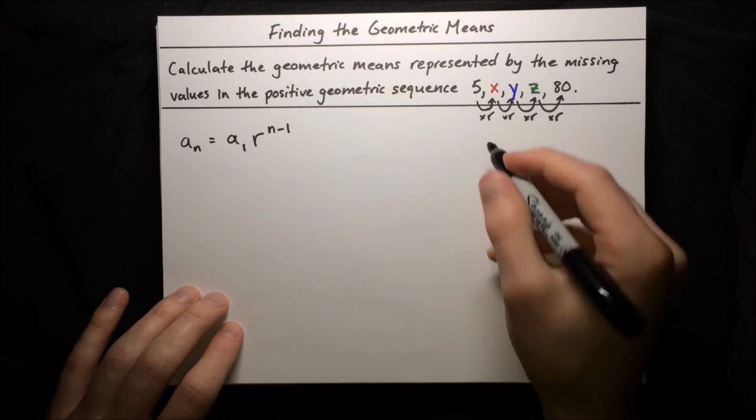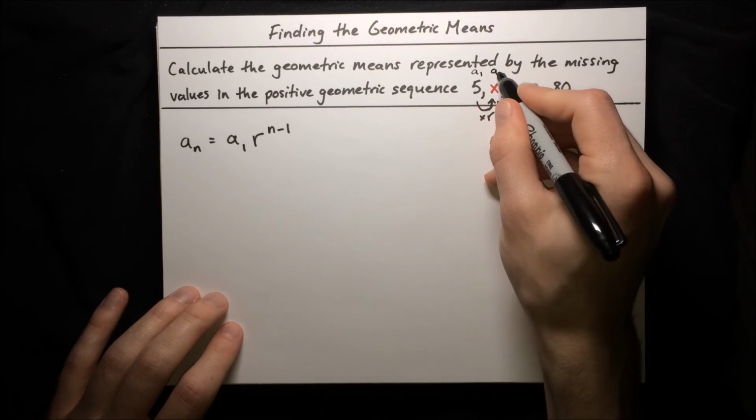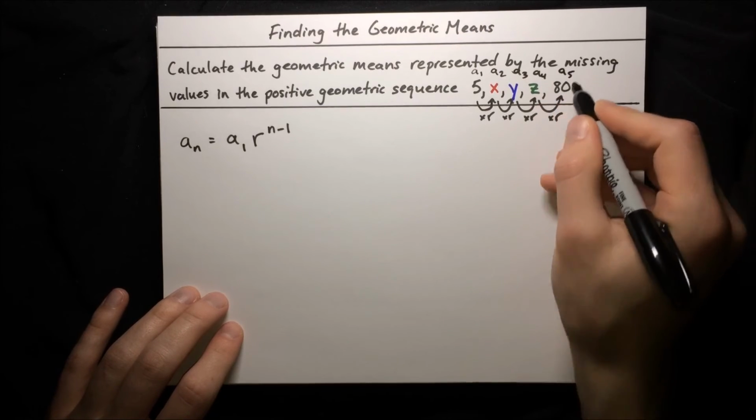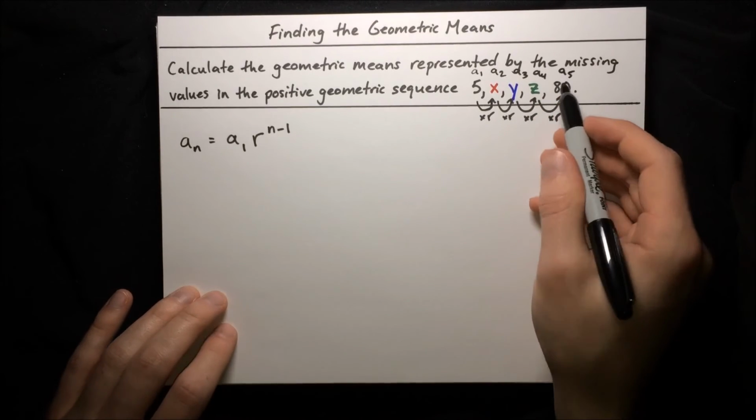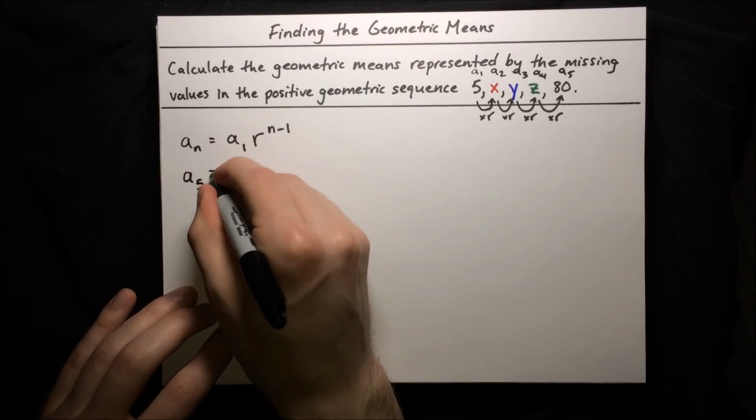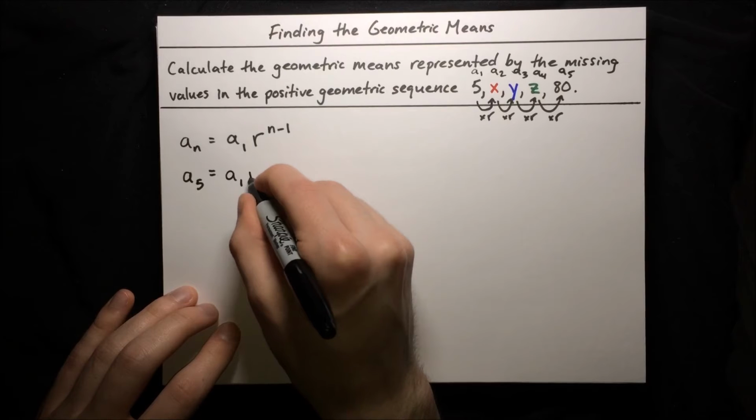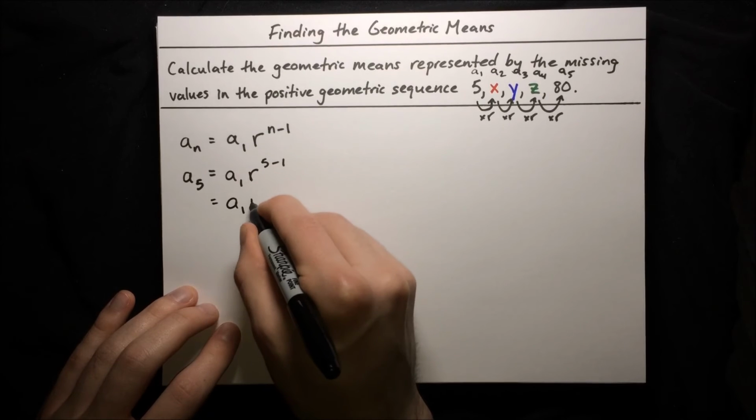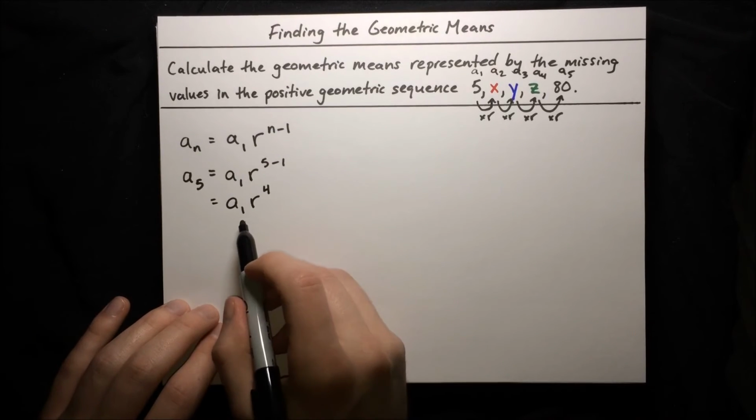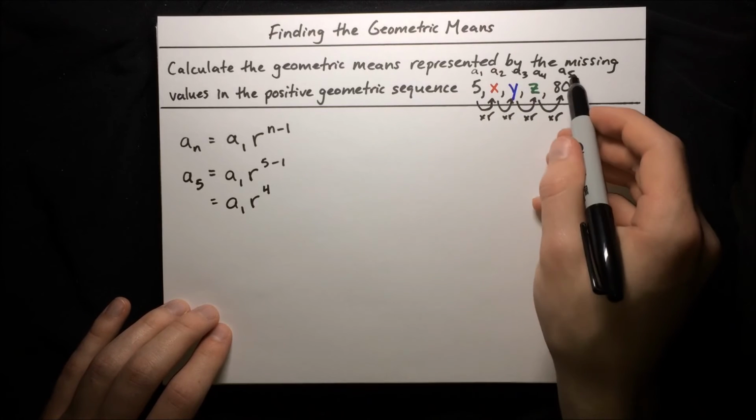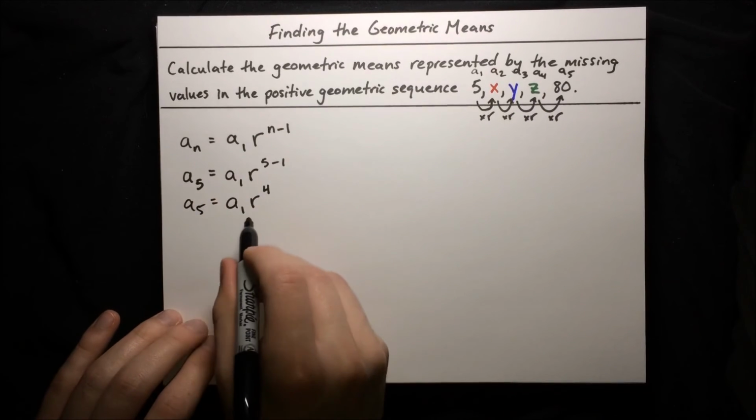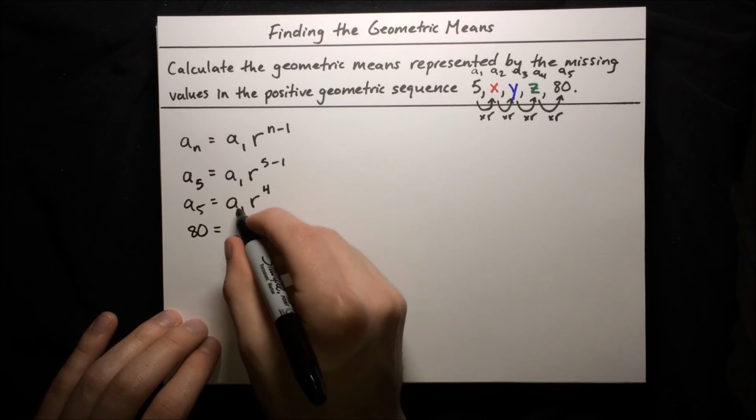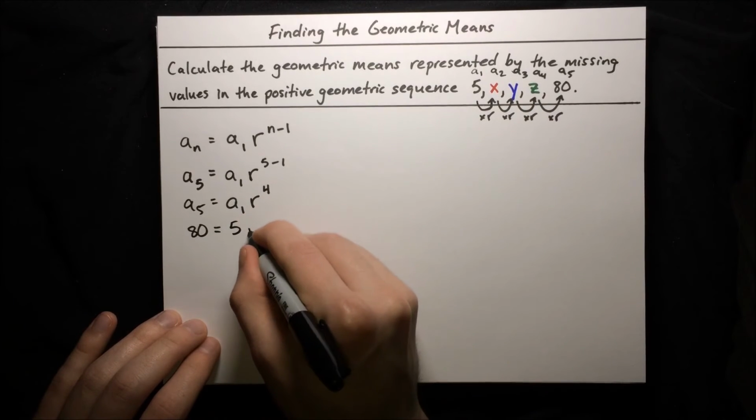And let's go ahead and label our terms here. 5 will be a1, x will be a2, y will be a3, z will be a4, and 80 will be a5. So let's write down this formula for a5. So a5, that's when n is 5, that equals a1 times r to the 5 minus 1, which is just a1 times r to the 4th. And we know what a5 and a1 are. a1 is just 5 and a5 is 80. So let's substitute that into our equation here. So a5 is 80. 80 is equal to a1, which is 5, times r to the 4th.